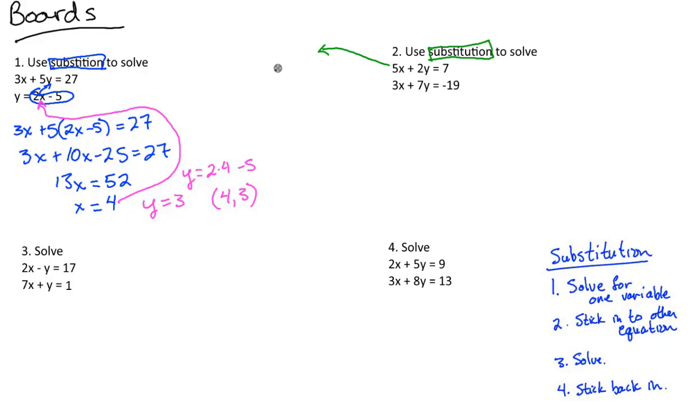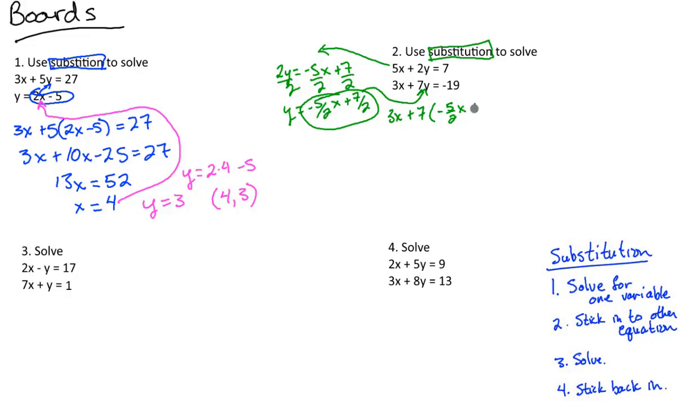Subtract 5x from both sides, and we get 2y equals negative 5x plus 7. Divide by 2, and we get y equals negative 5 halves x plus 7 halves. Oh, fractions galore. But we're going to take that and stick it into the y right there. So we get 3x plus 7 times y, which is negative 5 halves x plus 7 halves, that has to equal negative 19.